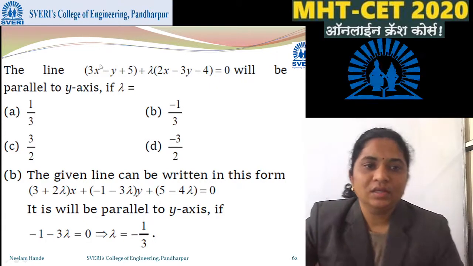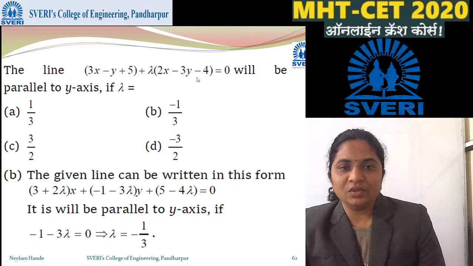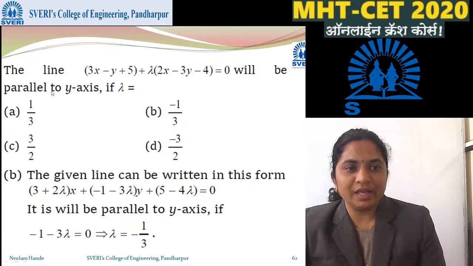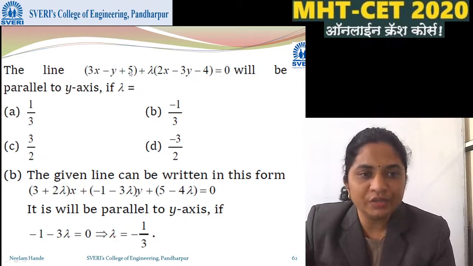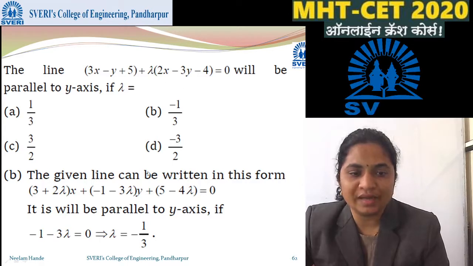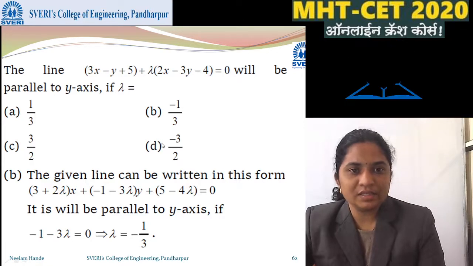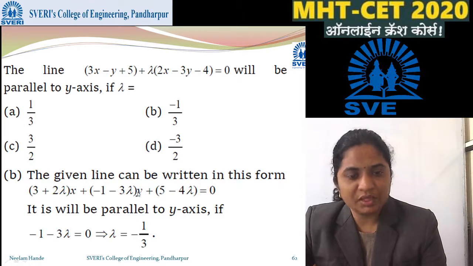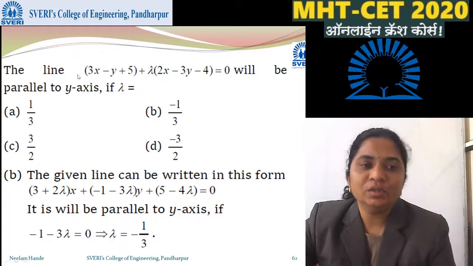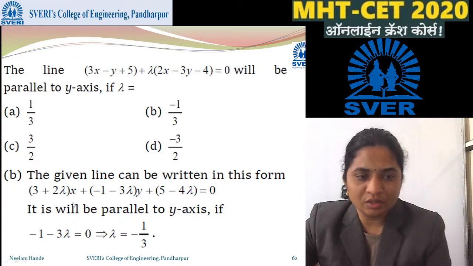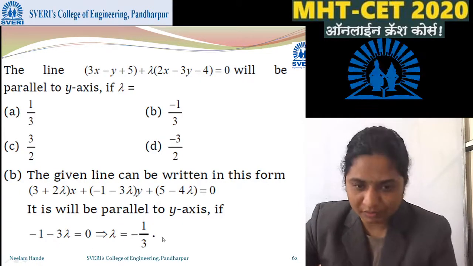The line 3x minus y plus 5 plus lambda times 2x minus 3y minus 4 will be parallel to y-axis if lambda is equal to. So what we do here is we try to collect the coefficients of x, y and constants together. So we get 3 plus 2 lambda x, minus 1 minus 3 lambda y, and 5 minus 4 lambda, equal to 0. And we know the parallel to y-axis condition is that the coefficient of y must be 0. So equating it to 0, we get lambda is minus 1 by 3.